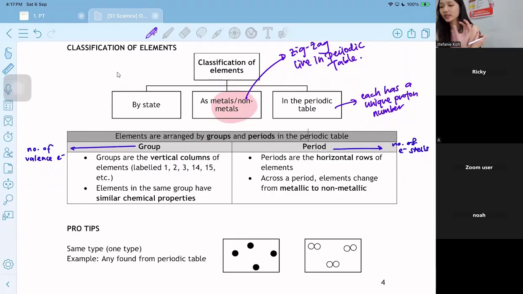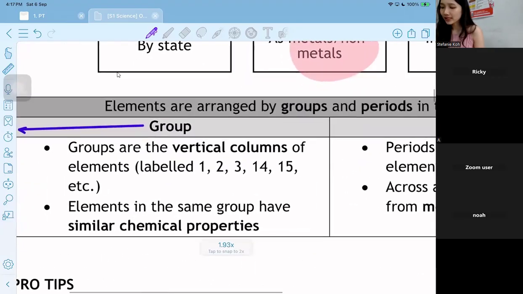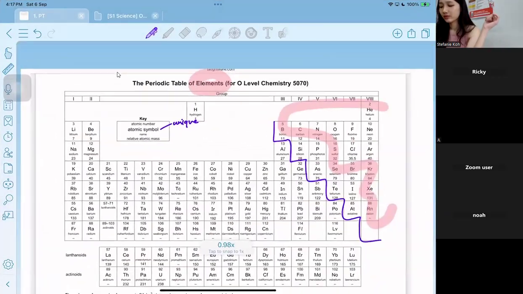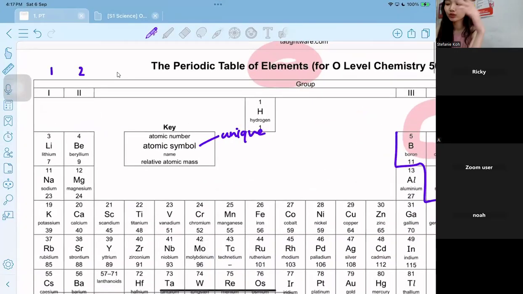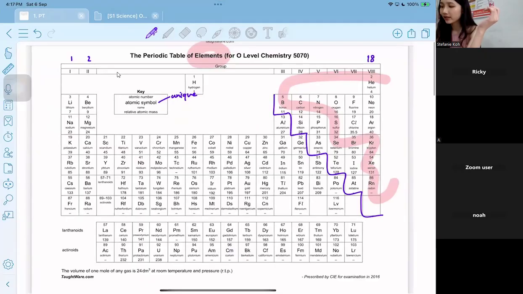Now the next thing you need to know is how are they arranged? Why are they in these rows and columns? So groups is the vertical down. My periodic table is the old periodic table, yours will be 1, 2, all the way to 18.